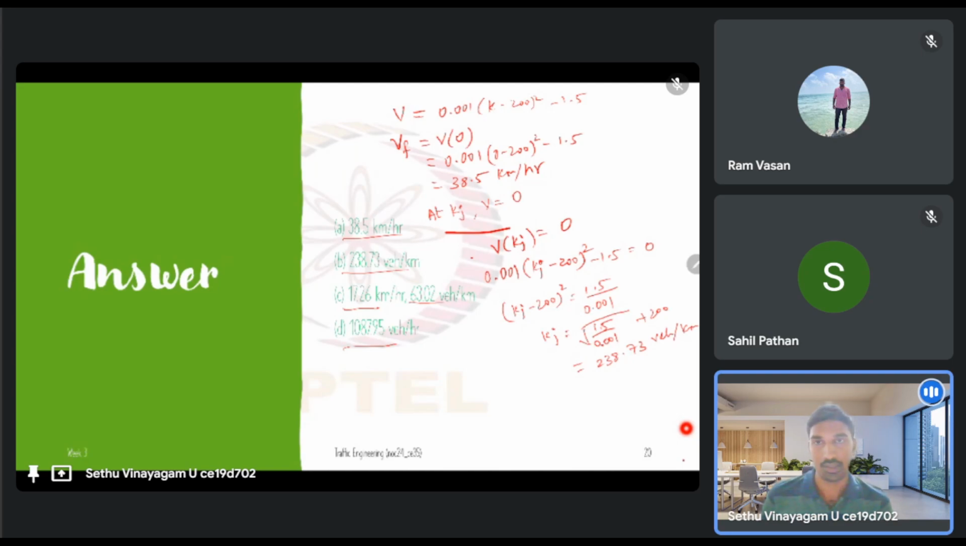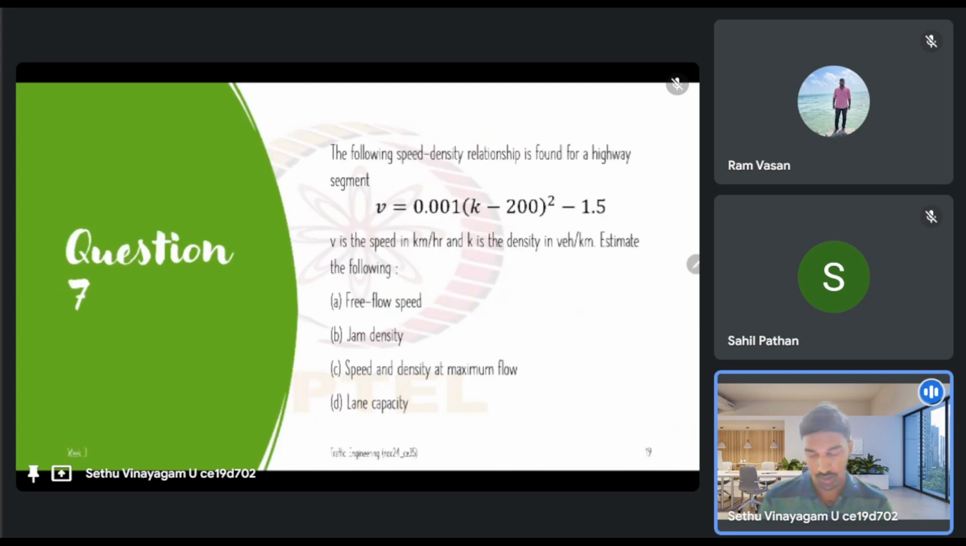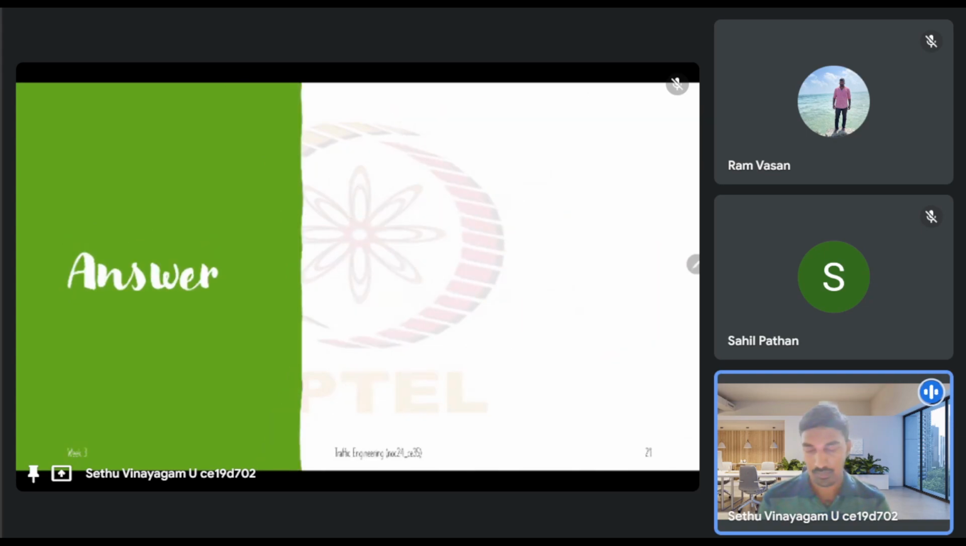Any questions in these two? How do you find the free flow speed and jam density? Okay, so the third question was to find what is the speed and density at maximum flow, right? Which means we need to first get the equation for the flow and then find out where the flow is maximum.